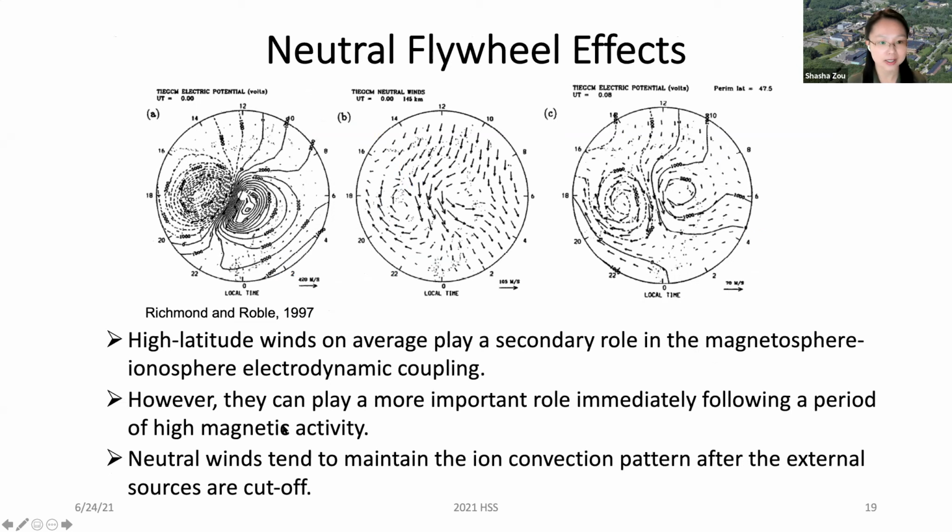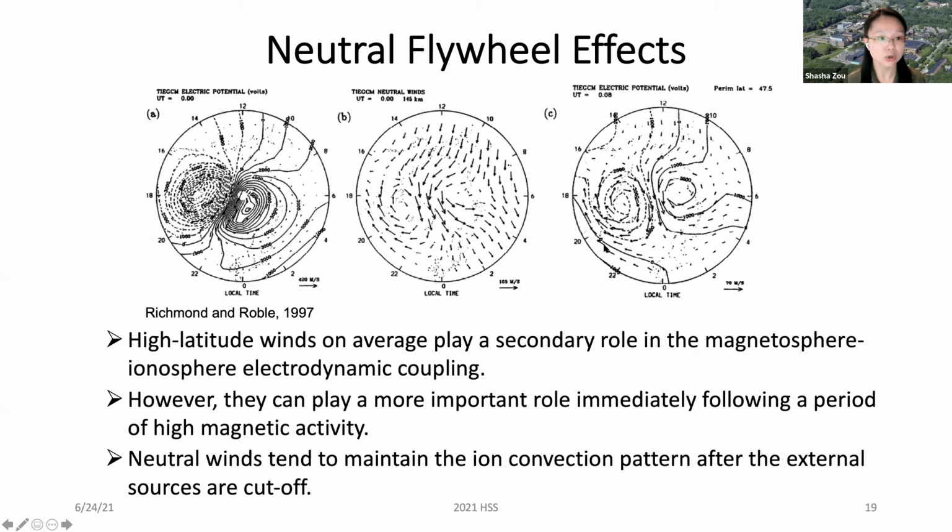The other interesting part is, the solar wind is highly dynamic. That means we can have reconnection-driven convection, and it can be shut down in a second, right? But in the high latitude region, once we start to drive the neutrals, they do not directly feel the shutdown of the reconnection. Once they start to drift in the same direction as the ion convection, even if we shut down the ion drift, the neutral still moves.